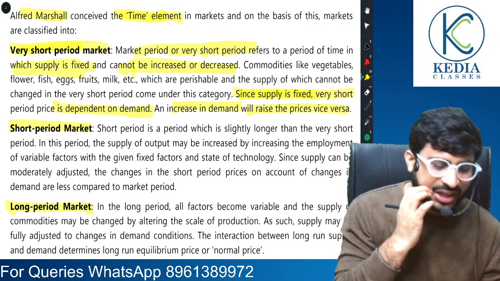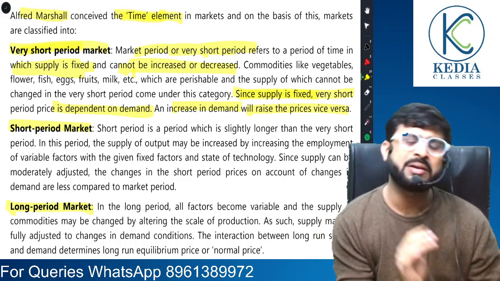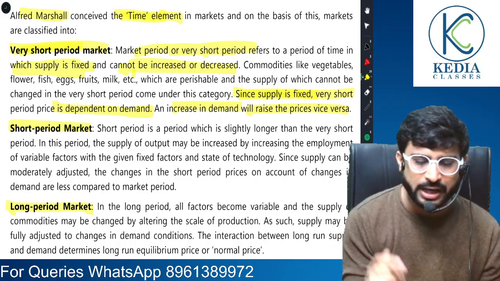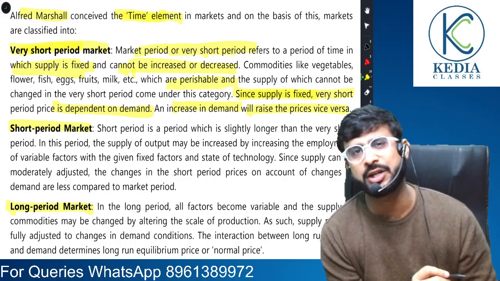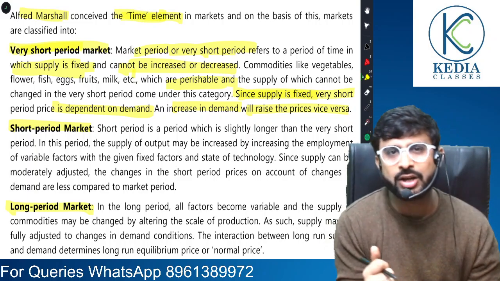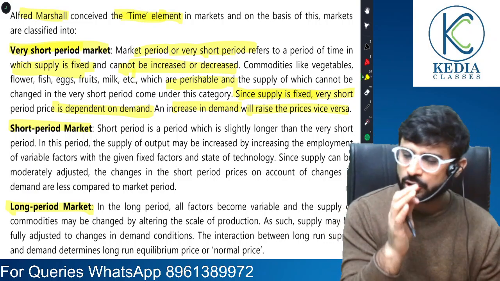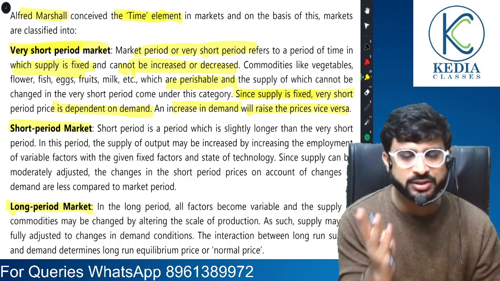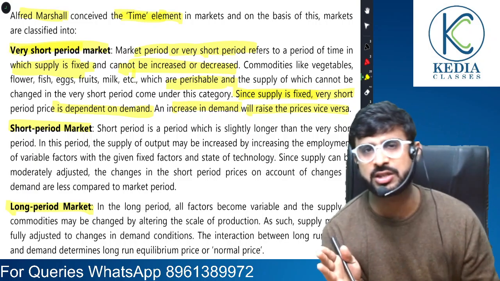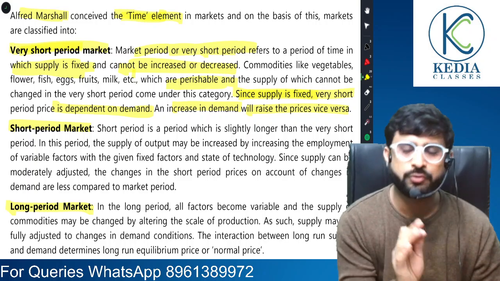Understood, sir. So that is the concept that is being referred to here, right? But very short period generally happens in case of perishable commodities, because it's not possible to produce more of such commodities in the given time frame. Understood, sir. So how should we remember very short period, sir? It refers to a time period in which supply cannot be changed at all, or supply is fixed. Full stop.